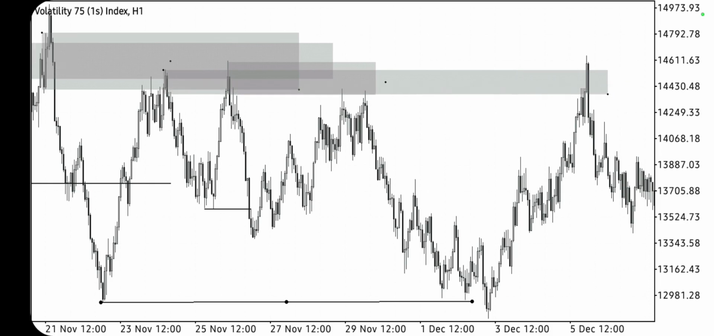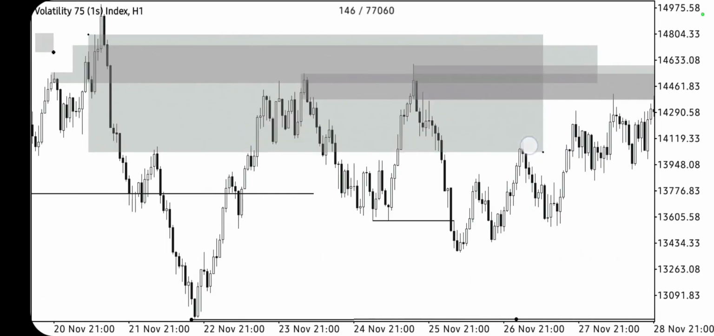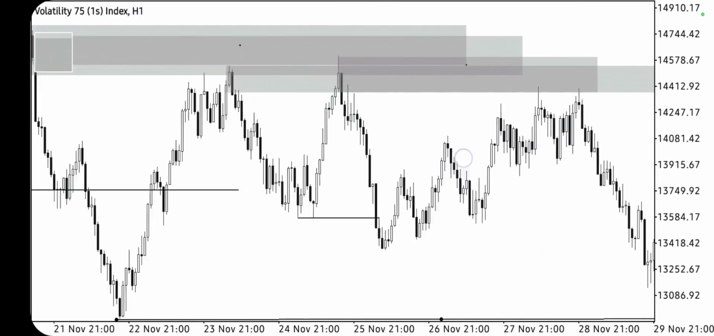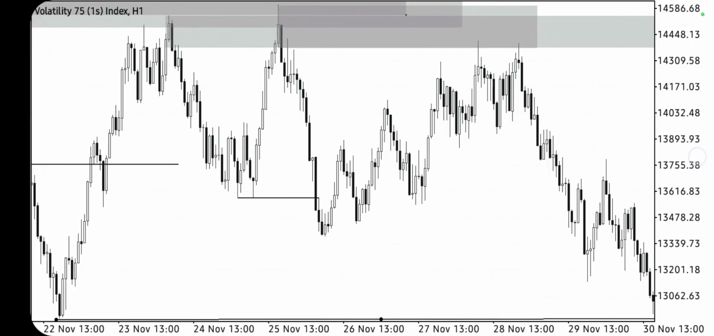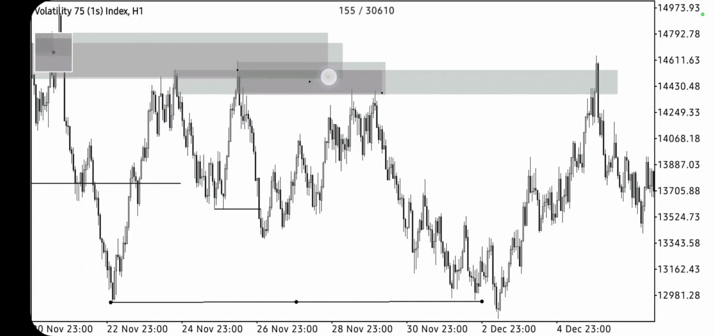After we marked out our Quasimodo level, we mark out the next SC candle, which is this. This is our SC candle colliding with the Quasimodo candle. It is in line with the Quasimodo candle, but we are marking that out also.